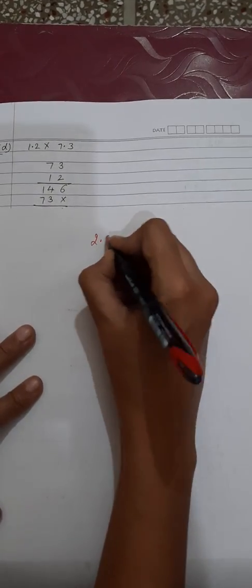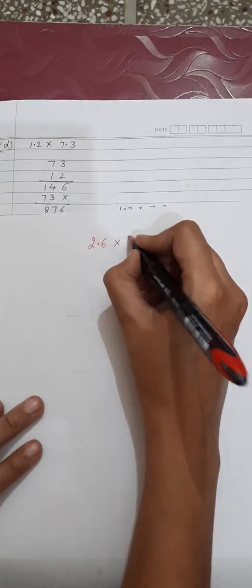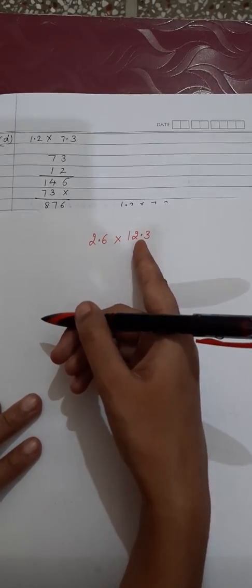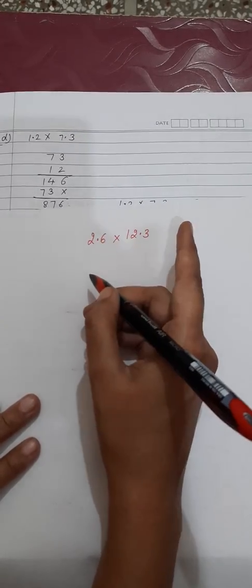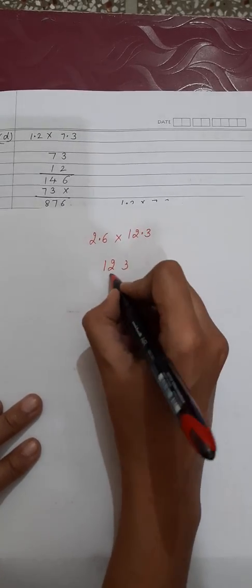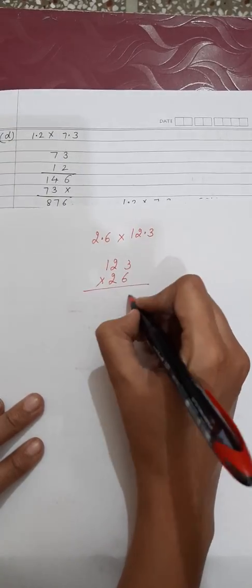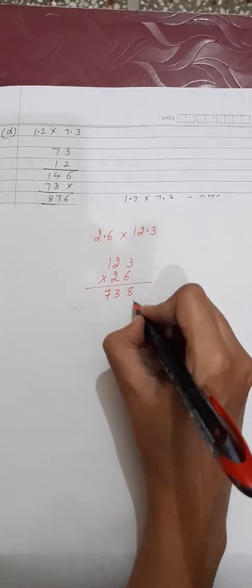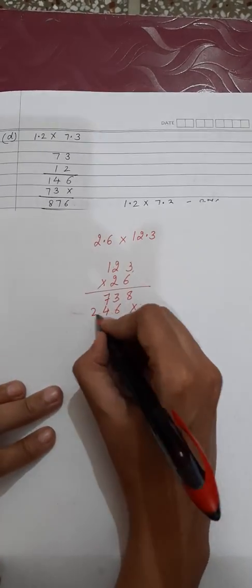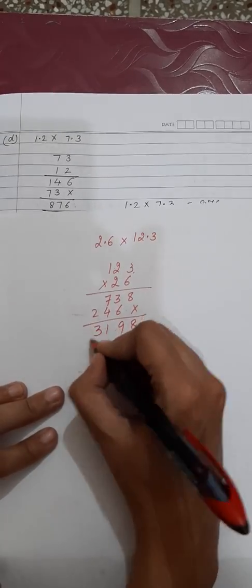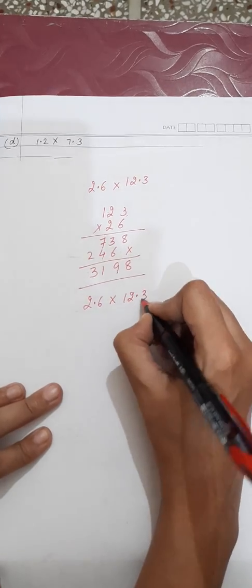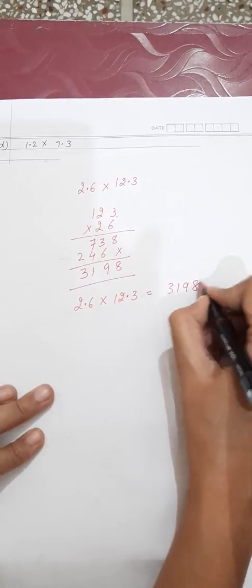The question is 2.6 multiplied by 12.3. Now you have to multiply these two numbers firstly, but you will multiply them without the decimal sign. 123 and 26 you have to multiply. 6 3s are 18, 12 plus 1 is 13, 6 plus 1 is 7. 3 2s are 6, 4, 2, 8, 9. So when you multiply 2.6 with 12.3, the answer will come 3198 but without the decimal.